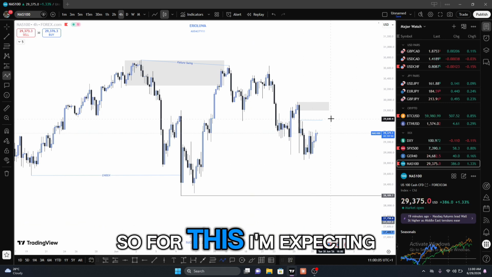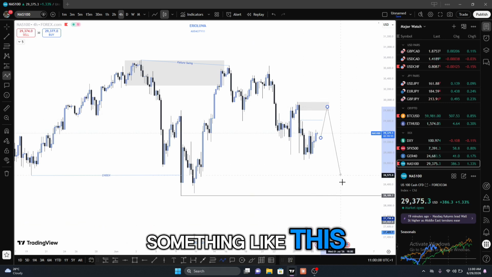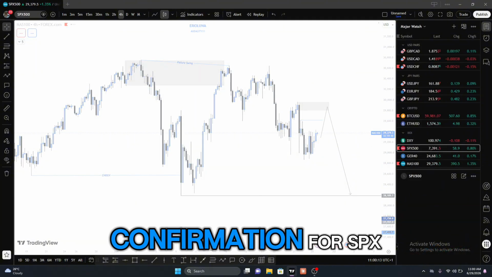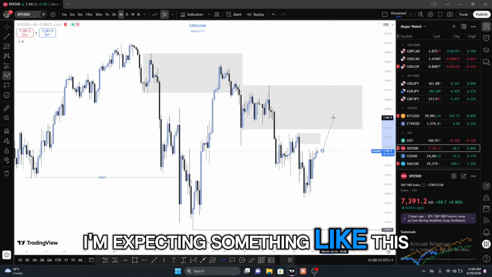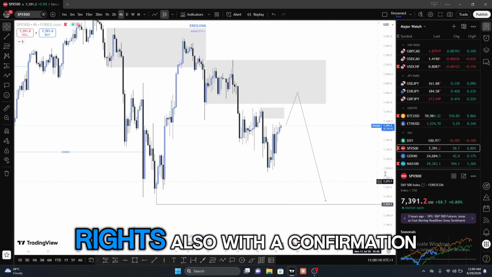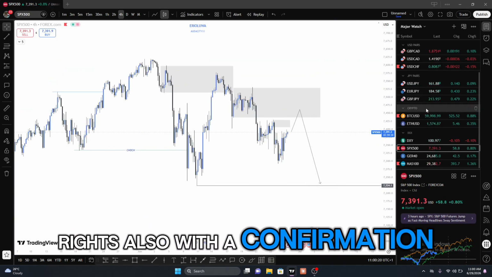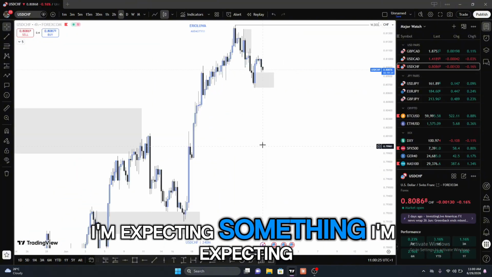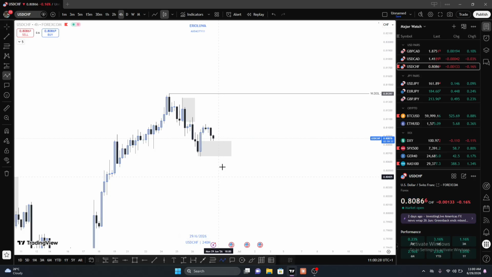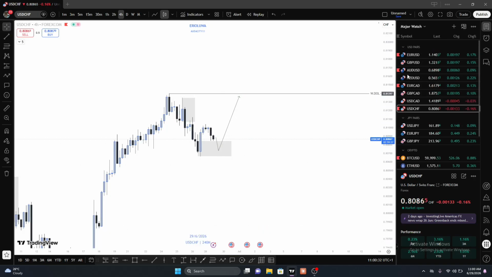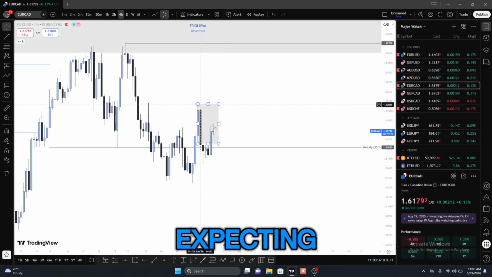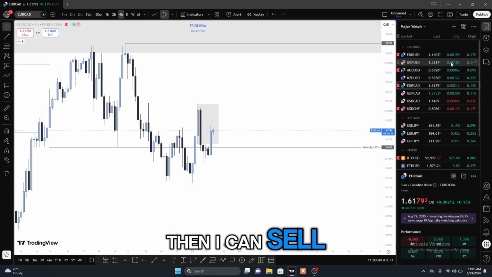So for this I'm expecting something like this, right? Again, if I see a confirmation for SPX, I'm expecting something like this, right? Also with a confirmation for what else? For USDCHF, right? I'm expecting this. Also with the confirmation. I can't take any of these trades without confirmation. On EURUSD, what I'm expecting, if I get the confirmation from here, then I can sell.